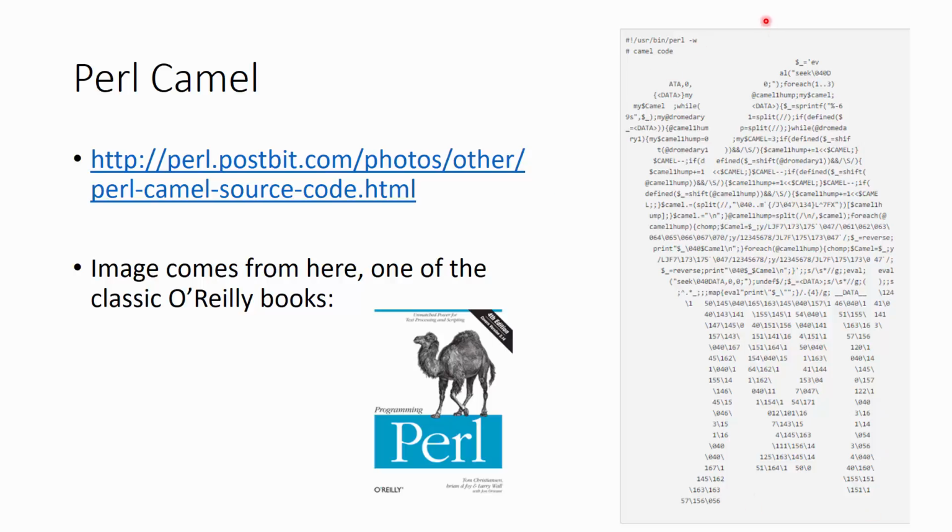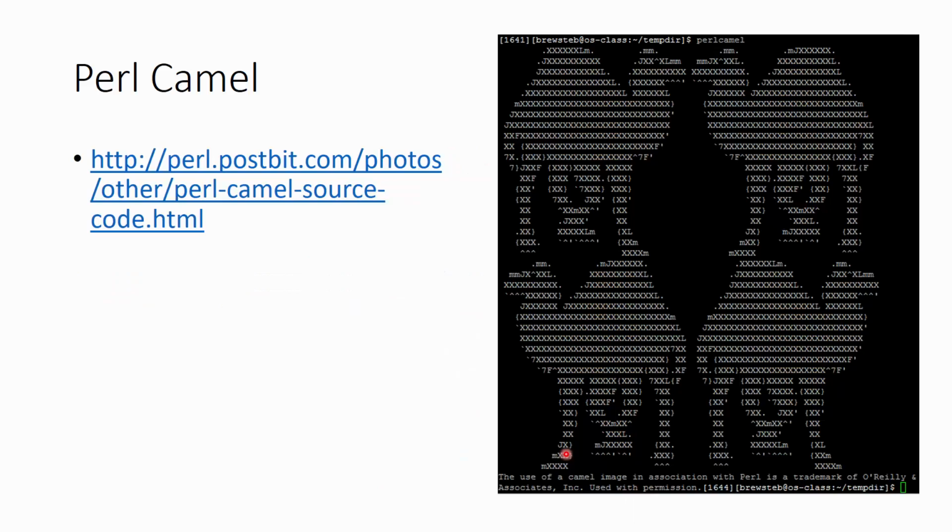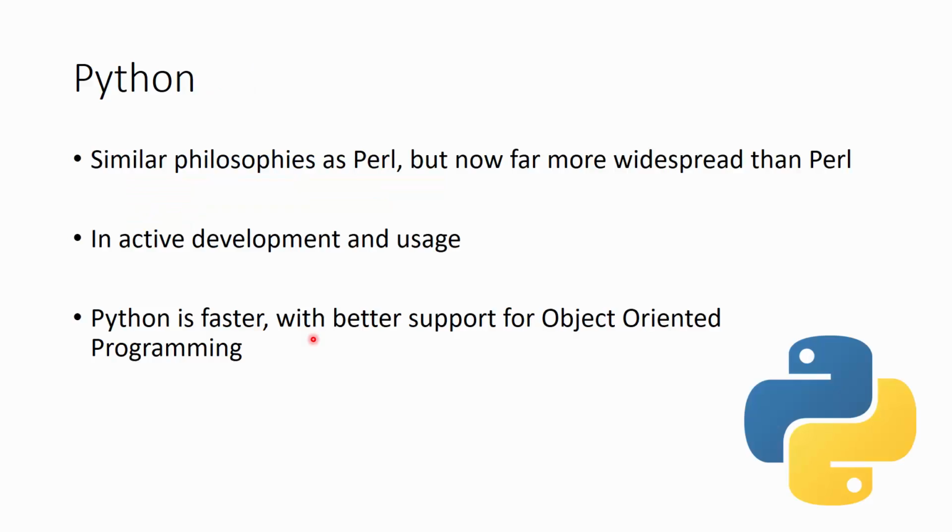This particular code is an interesting bit. This uses the Perl header again to show that it's that kind of script. It says camel code, and then has all of this text in here to do this. If you actually execute it, it produces a bunch of camels, which is kind of neat. And you can grab the source code from here. But Perl lets you do this kind of text manipulation and management in a really nice way.